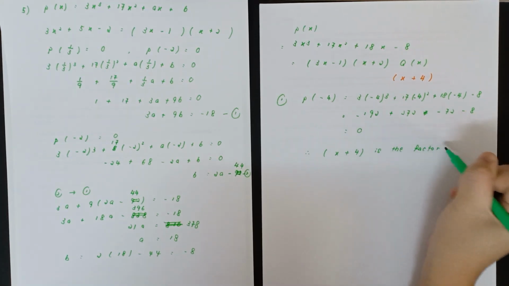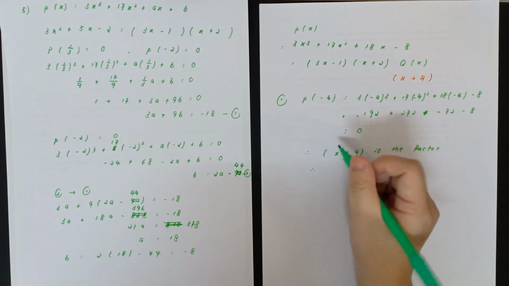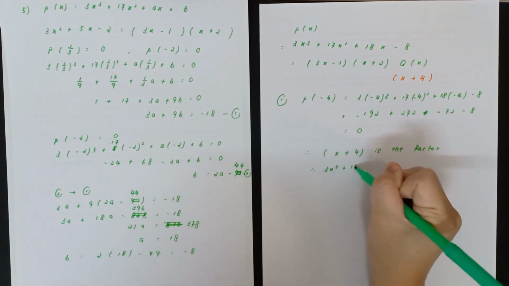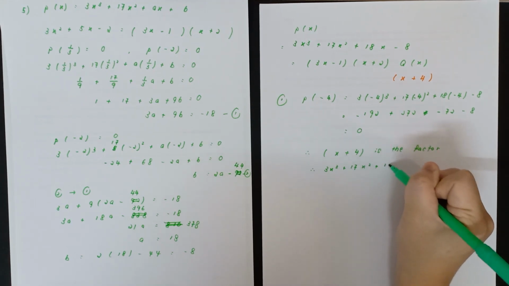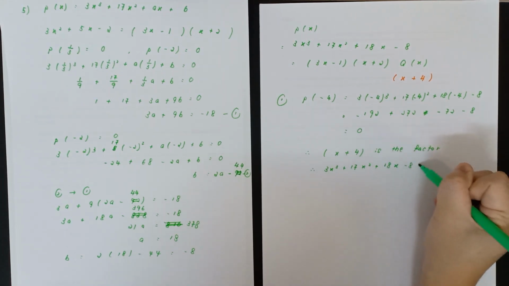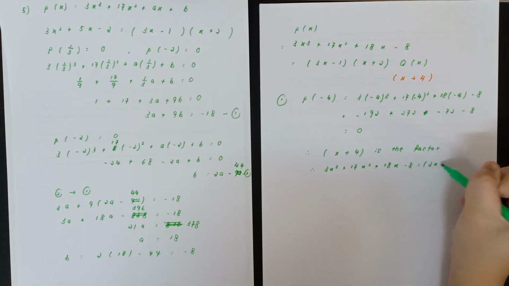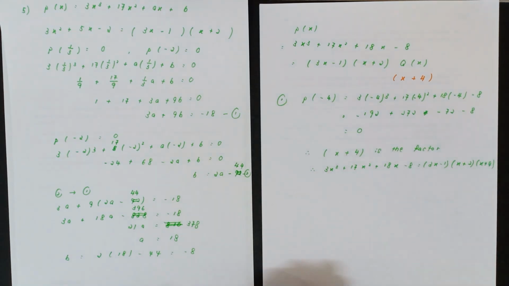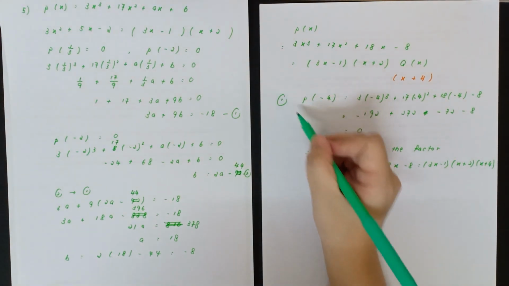Is that okay? So this is our trial and error. When we try to factorize it, we need to rewrite the whole thing: 3x cubed plus 17x squared plus 18x minus 8 will be equal to (3x minus 1)(x plus 2), and the last one is (x plus 4). So you factorize completely. Alright, this is the first method.